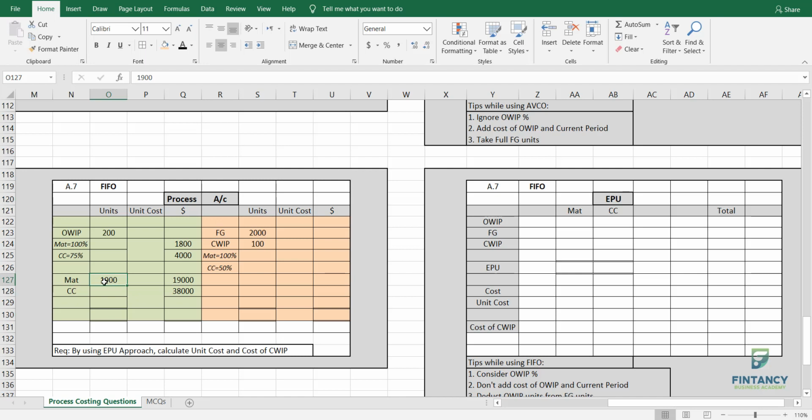What is this 1900? These are called started during the month. Those 1800 units are called started and finished. If the examiner asks how many units are started and finished, you will say 1800 units. Out of 1900, if 1800 are completed, how much is remaining? 100, right?